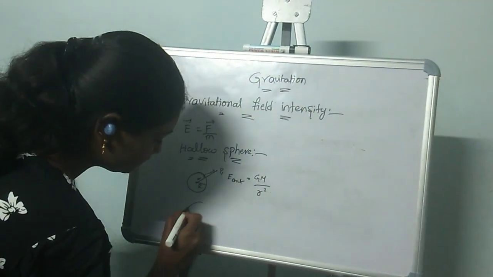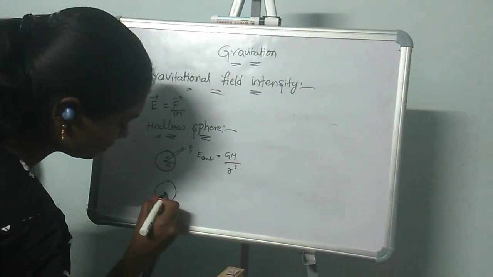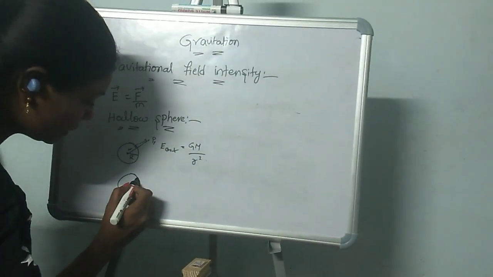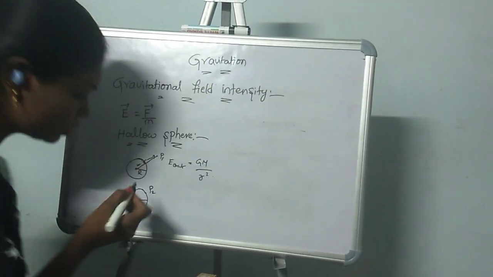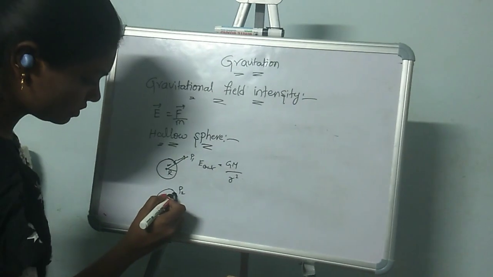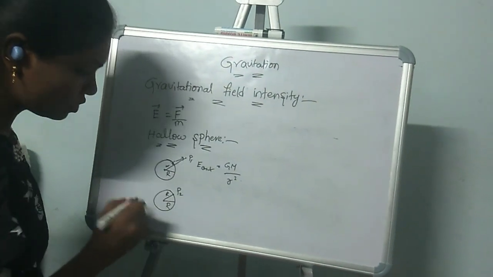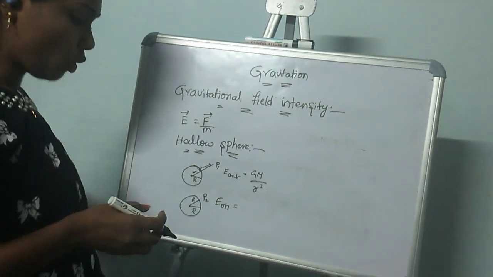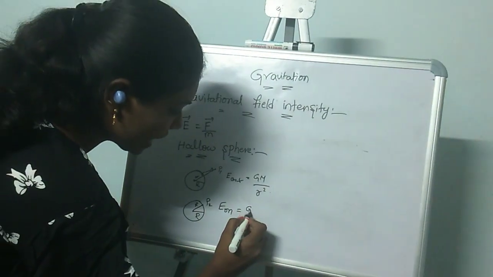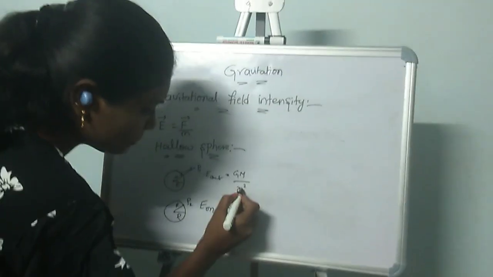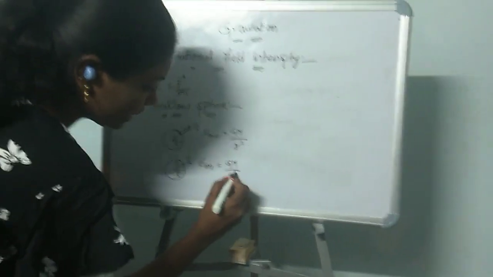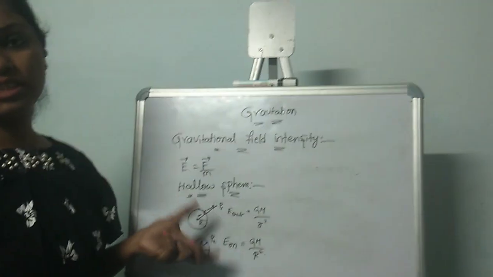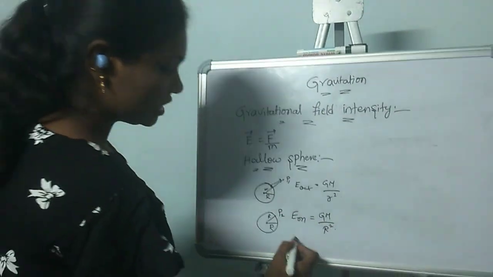After that, we take the same hollow sphere, with point P2 on the sphere. We can easily write the gravitational field intensity on the hollow sphere as GM by, in place of small r, capital R square.